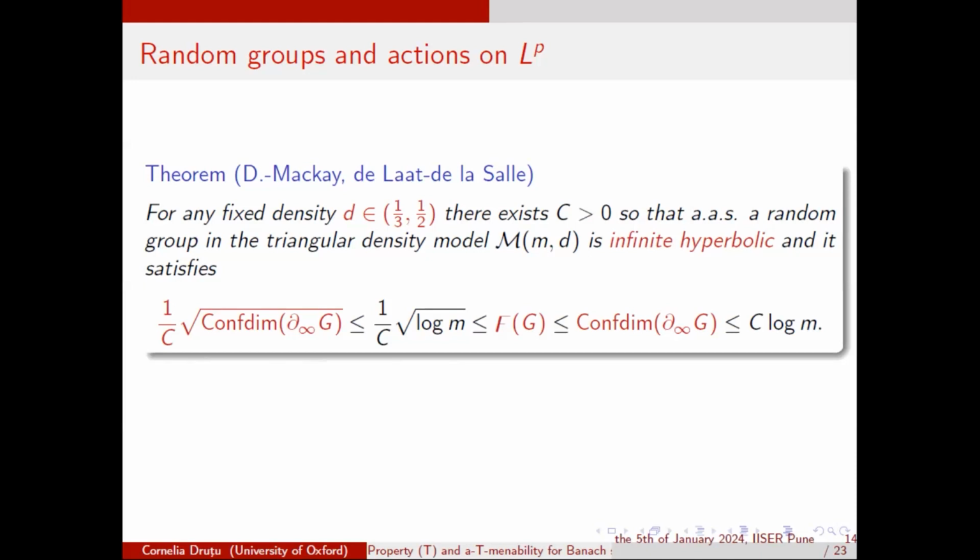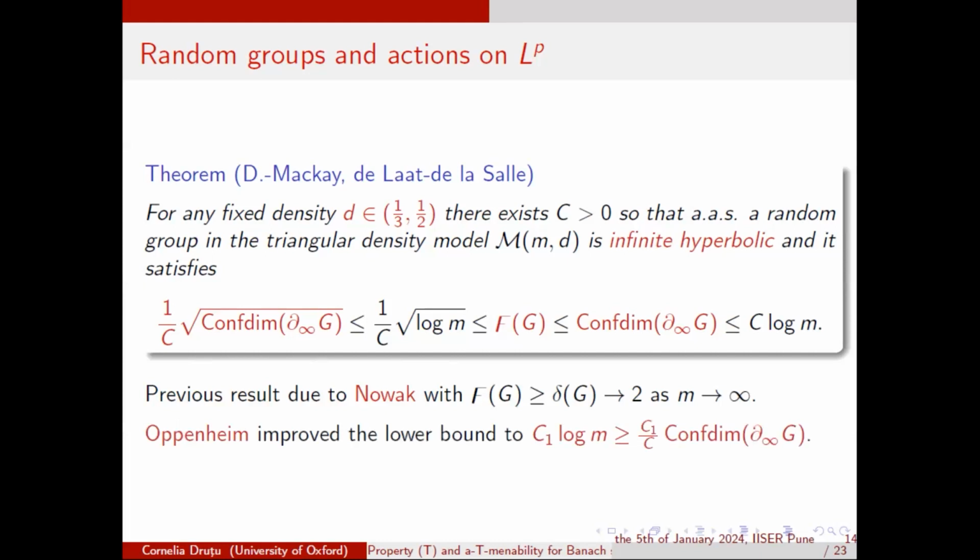So this is what we had proved initially. So F increases with the conformal dimension of the boundary, and it increases with the number of generators in this way. There was a result before ours about random groups, but only obtaining a lower bound, and this lower bound actually converged to 1 as m went to infinity. But the good news is that there is an improvement now due to Izhar Oppenheim. He actually proved that this lower bound is linear.